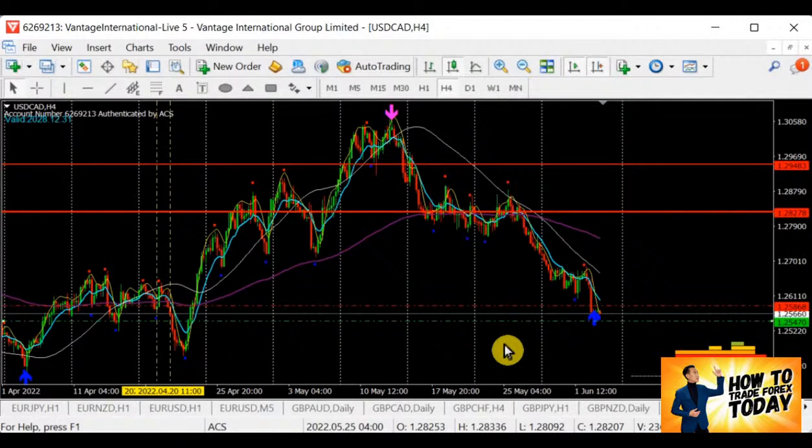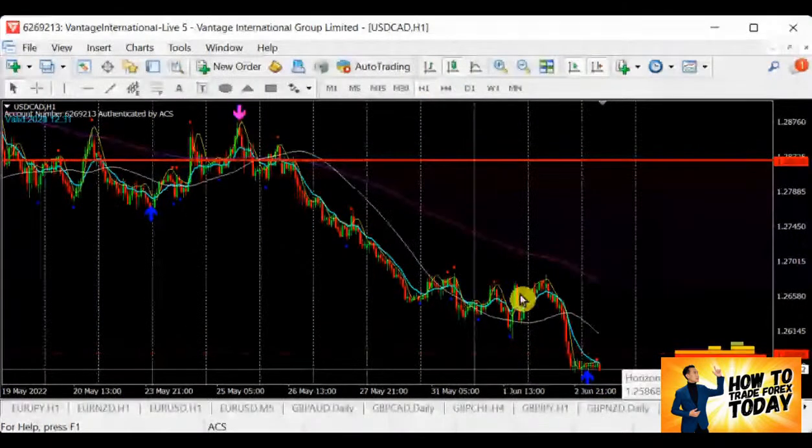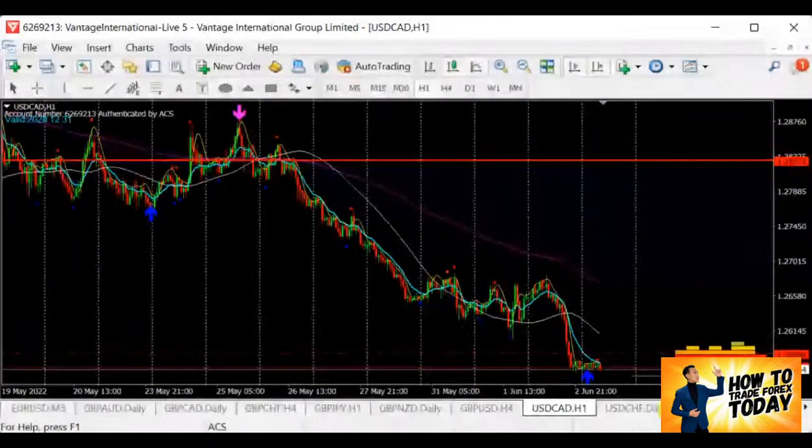Right, we are right in the middle of nowhere, unless it retraces upwards. If we go up again and retest the resistance, then we can start selling. Okay, that's for dollar CAD. Dollar CAD, I shall put this into my list.